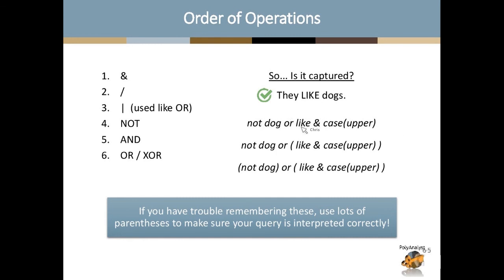So if I have not dog or like and case upper, and I don't remember which order these things are going to go into, and I want to be sure I'm right in what I'm capturing, I can just use parentheses. So all of these are the same. They'll match the same thing. But this one at the bottom is probably easier to read, write, and understand.